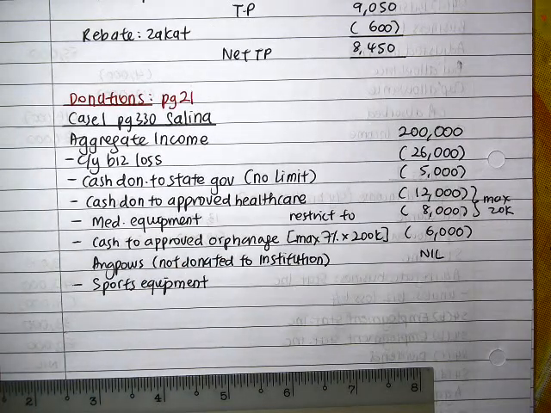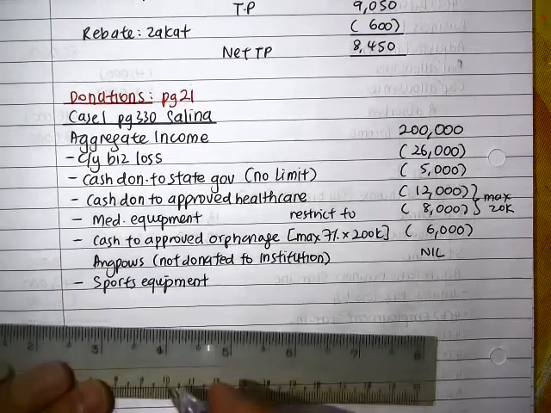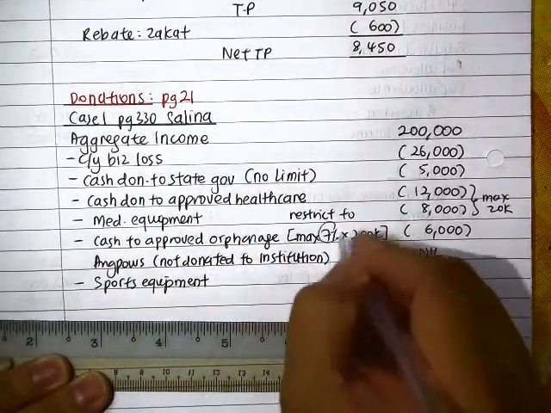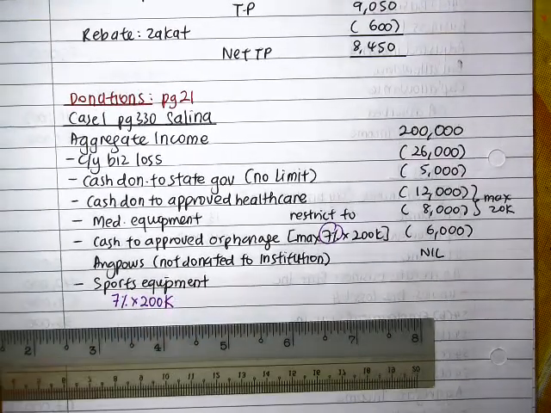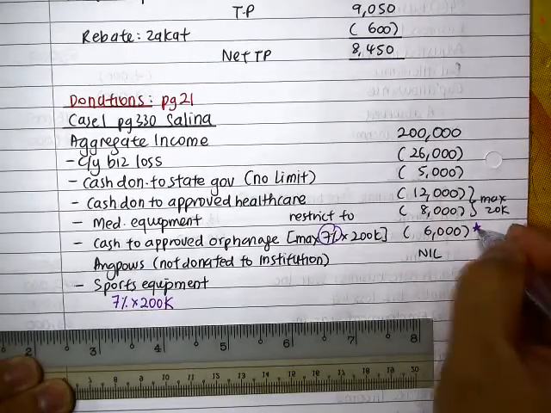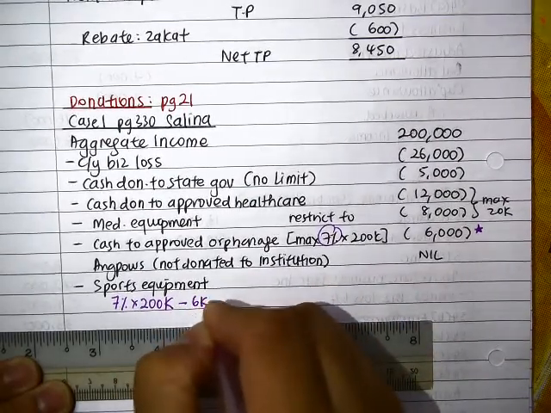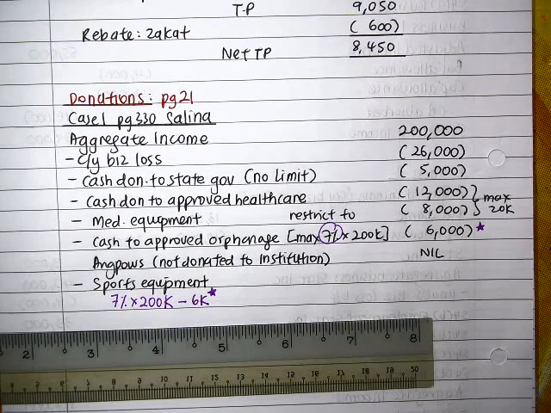Now, sports and project of national interest. See, I've said to you there's a formula you must follow. Now, I'm going to show the formula here. Now, you're going to use the same limit, 7% of aggregate income. And you minus whatever donation to approved institution.